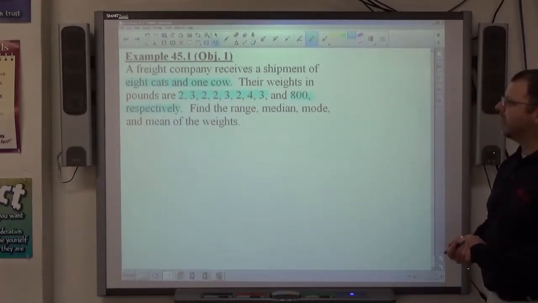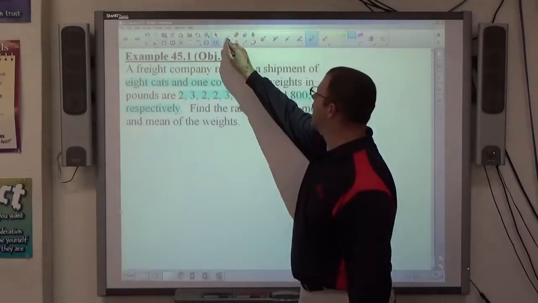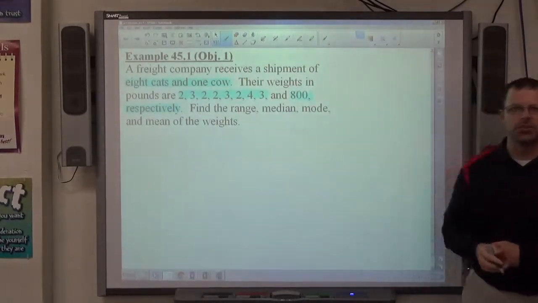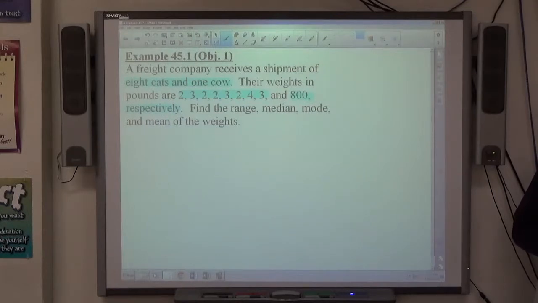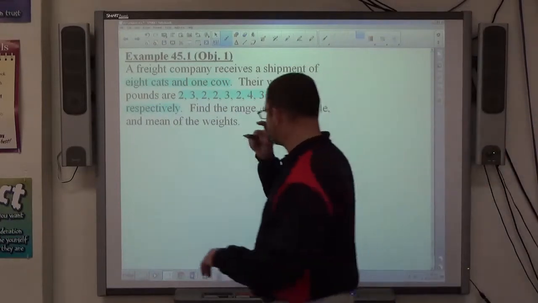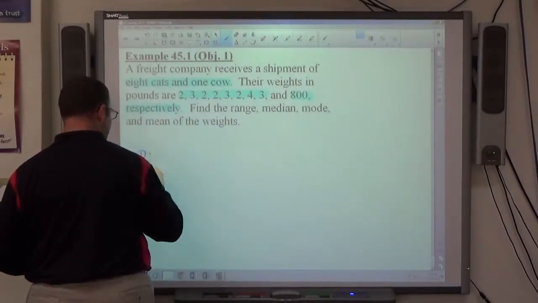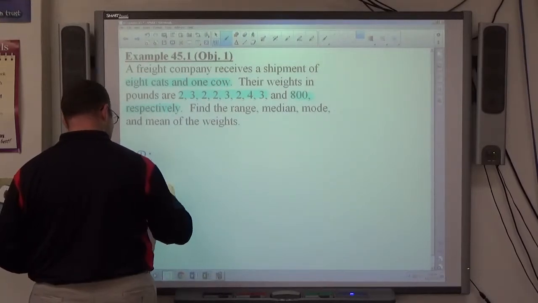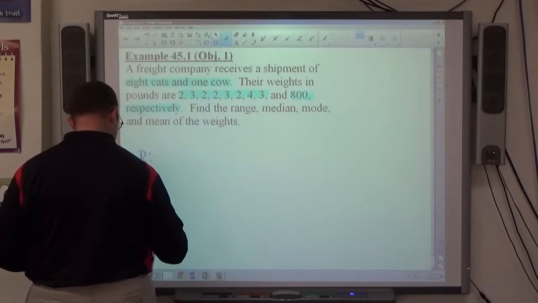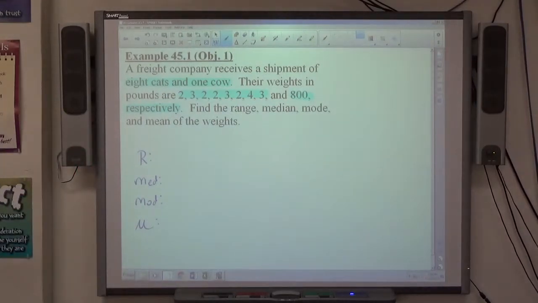Okay, they want the range, median, mode, and mean of the weights. One thing I will ask on your homework, please label your answers and don't label it R, M, M, M. Okay? Range, median, mode. Maybe R for range is fine. Median, mode, and mean. If you want to abbreviate mean, you can use the Greek letter mu, or you can write the word mean out.